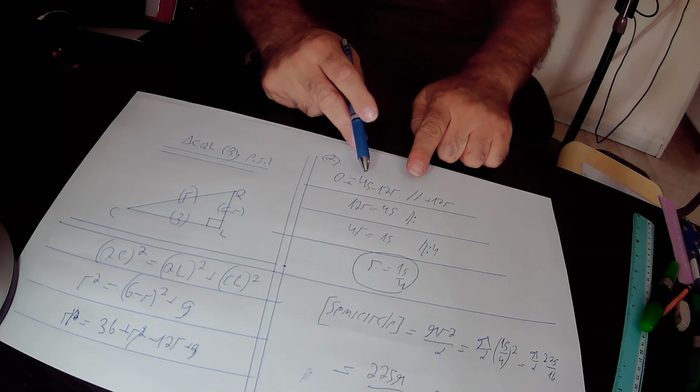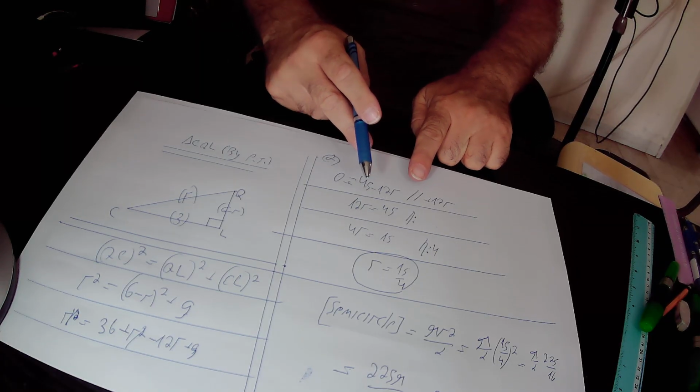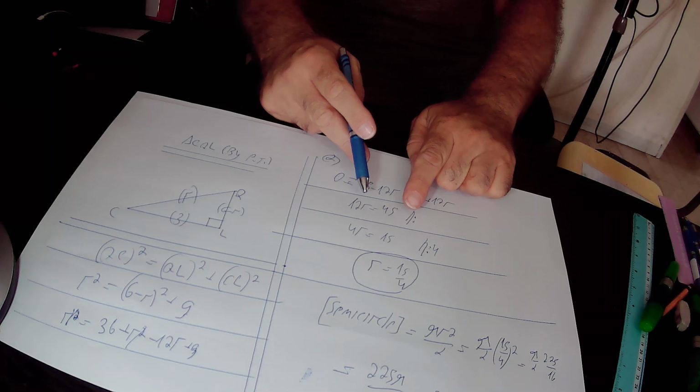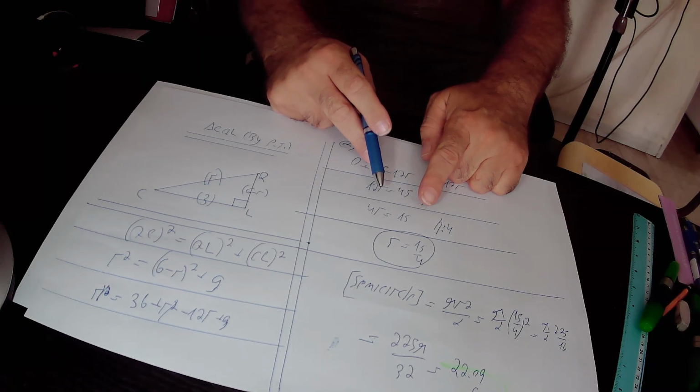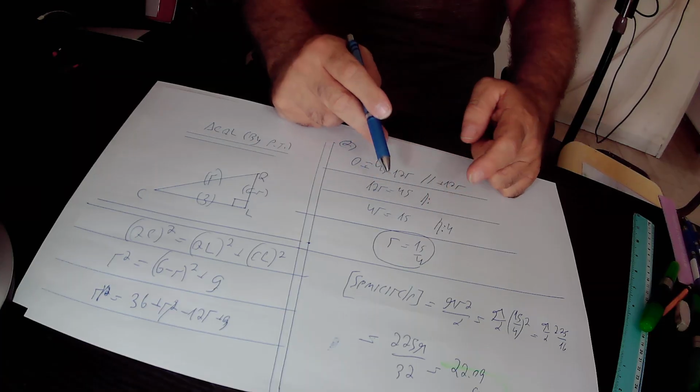Here we divided this equation by 3, and we found out that 12R over 3 is 4R, and 45 over 3 is 15. So in total 4R equals 15. Here we divided the equation by 4. We found out that R, the radius of the semicircle, equals 15 over 4 units in its length.